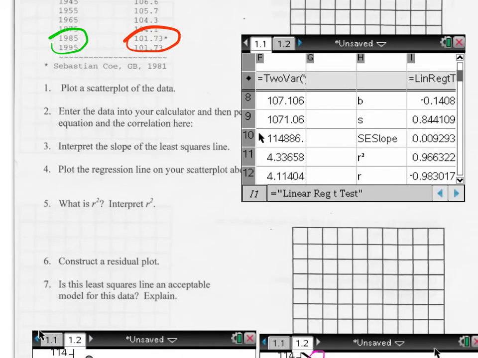Number 5 says, what is R squared, and interpret R squared. I did some 2-variable statistics on the TI Nspire, a linear regression test, and what I got was R squared is 0.966322, right here. It also gave me R is negative 0.983017, but they weren't asking us for R, they want R squared. So R squared is 0.966322.